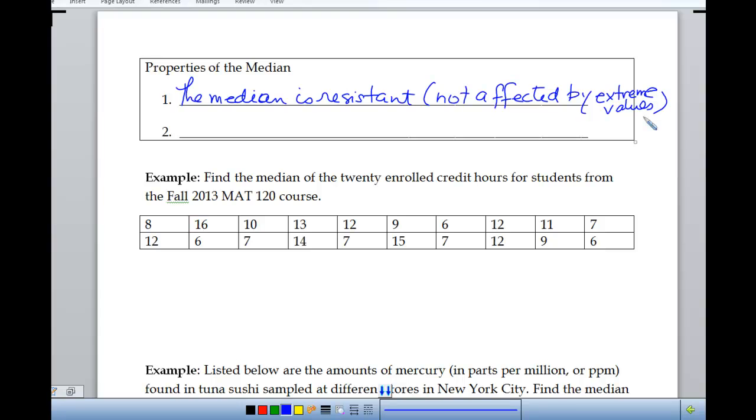The disadvantage, what do you think might be compared to the mean? Not a true middle? Okay, what do you mean by that? That's it. We don't use all the values. The median does not use all the values.